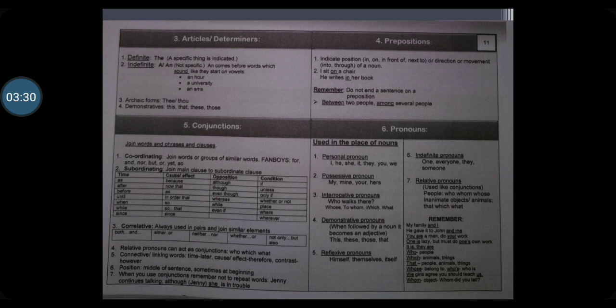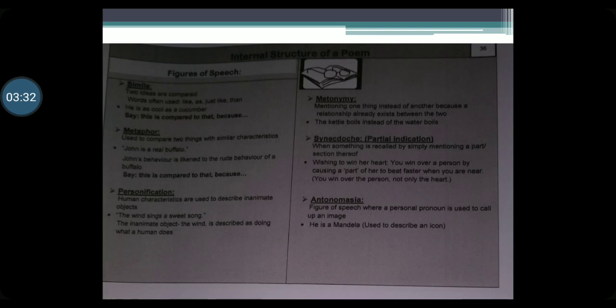So that is it for prepositions and pronouns. Now we are going to look at some figures of speech. Okay. So the first one is a simile. So please open up on page 36 in your Blitz English. The first one is a simile.